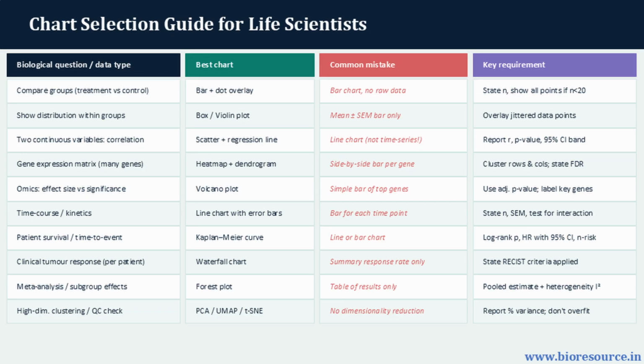If you have time to event data, use Kaplan-Meier curve. If you are showing clinical response per patient, use waterfall chart. And if you are analyzing high dimensional clustering, use PCA, UMAP, or tSNE. The key message is start with the biological question, then choose the chart.